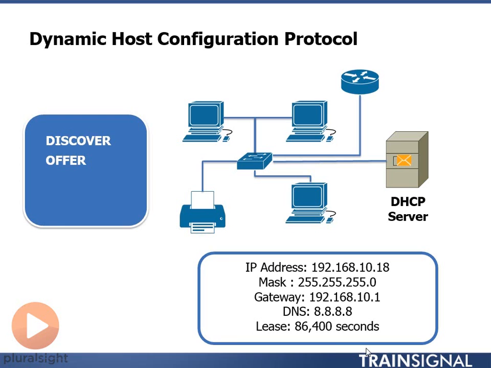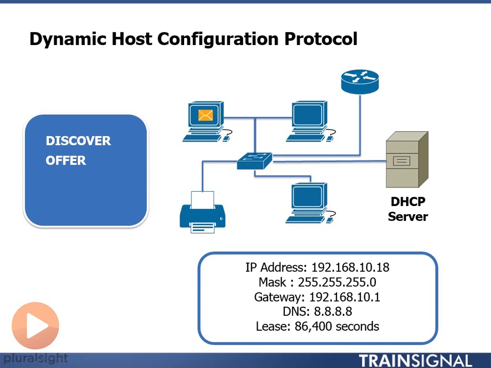The DHCP server is kind of like a property manager in that he leases the property of IP addresses to clients for a fixed period of time. In this case, it's 86,400 seconds. If you want to do the math really quick in your head, that's 24 hours. So the DHCP server is offering the client this address for 24 hours. It sends that offer over to the client.